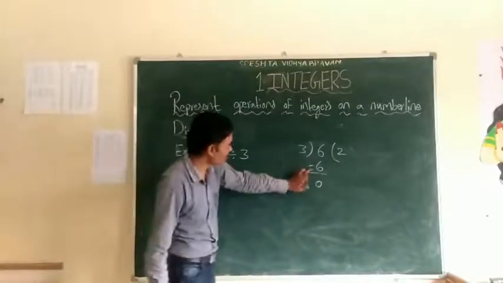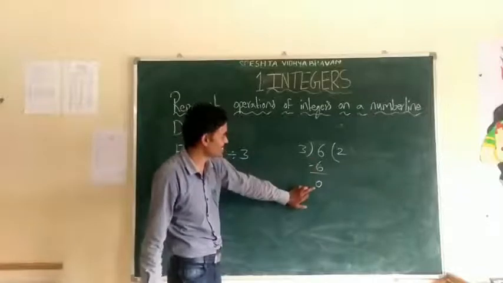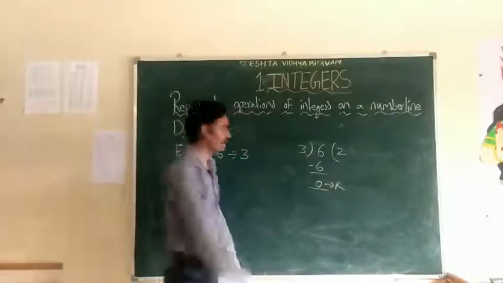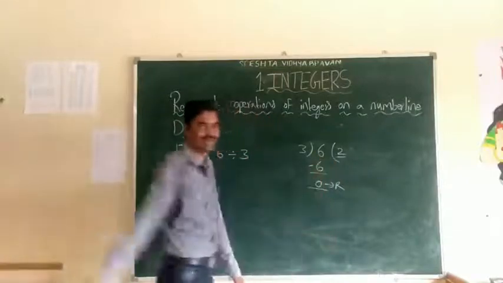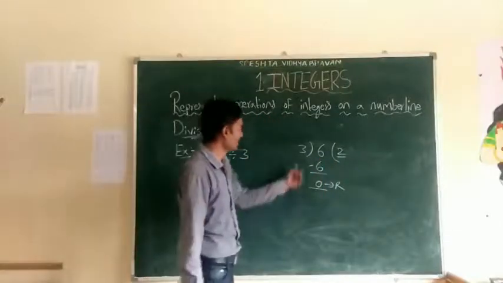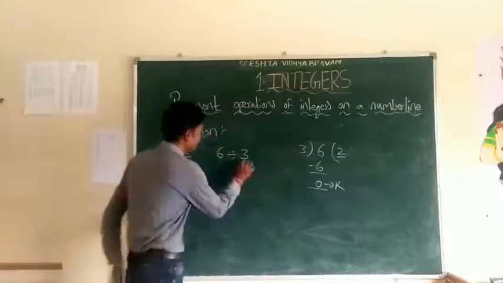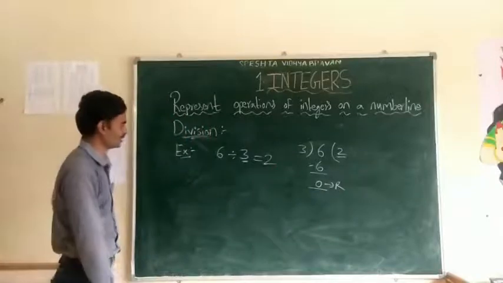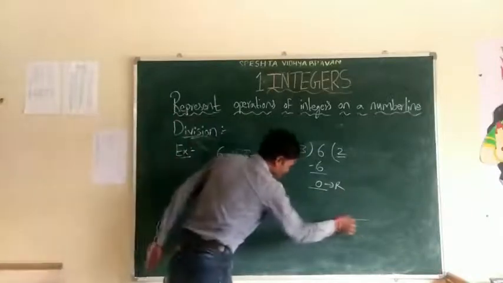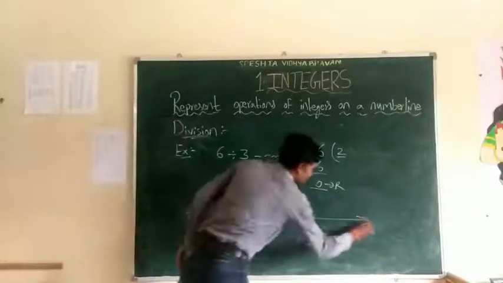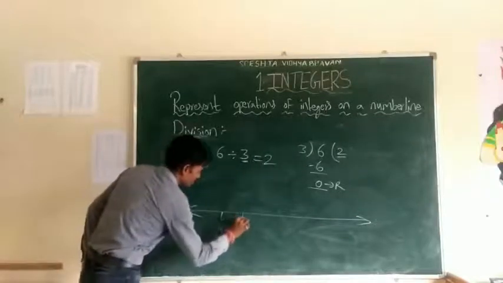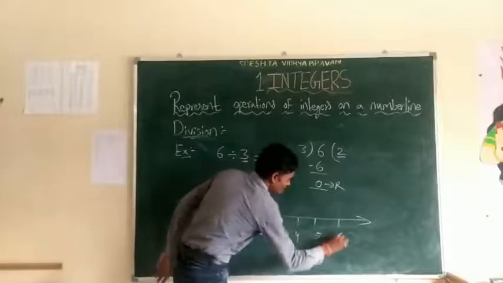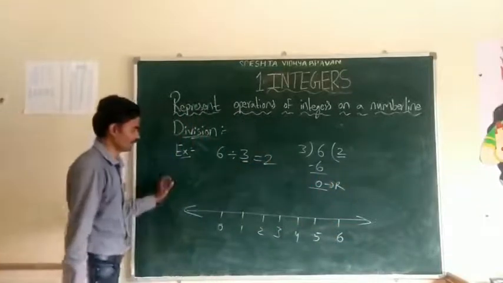That means we are subtracting here. That means 6 minus 6 equal to 0. The remainder is 0. And how many times is it? 2 times. Okay, 2 times. And we are dividing by 3. That means what is the answer here? 2. 2 is the answer. Like that, we are showing on the number line 3, 4, 5, 6.